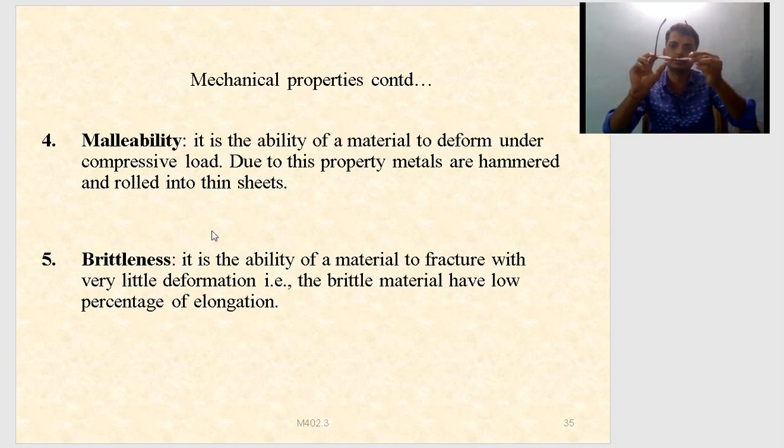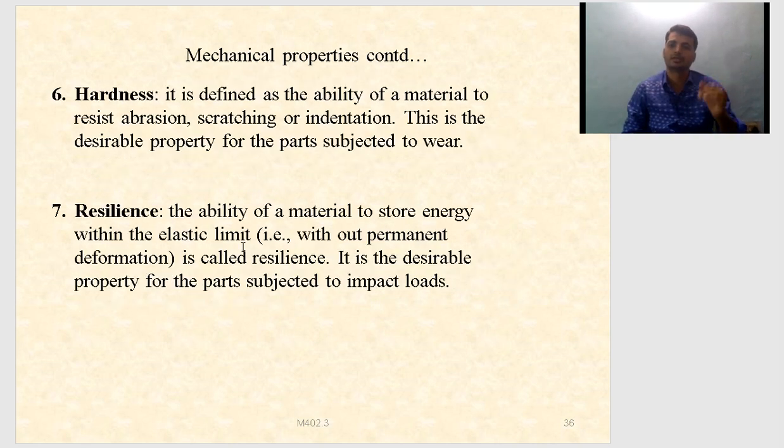This will break if I apply a load. That is called brittleness. It will definitely break and may fracture due to this property. A chalk piece, I will break it. There are many examples of brittle materials.